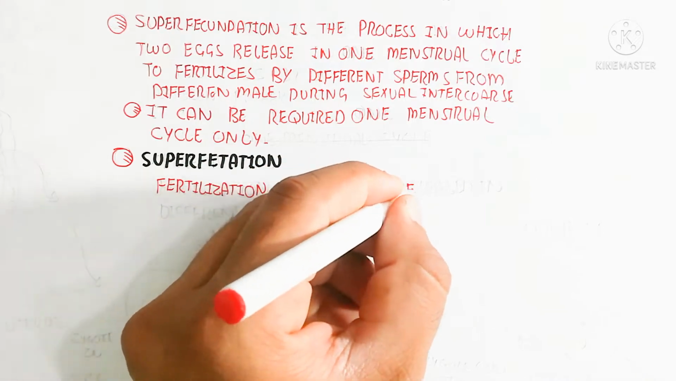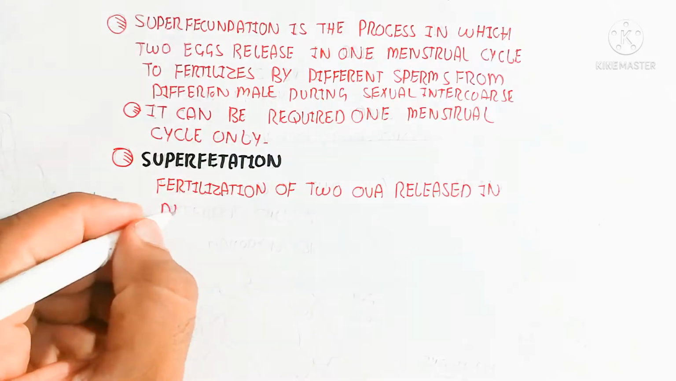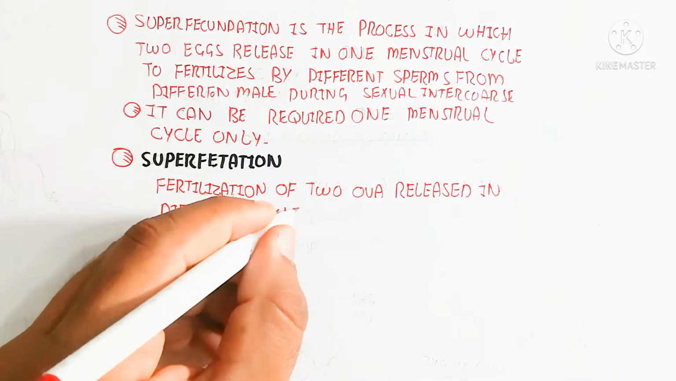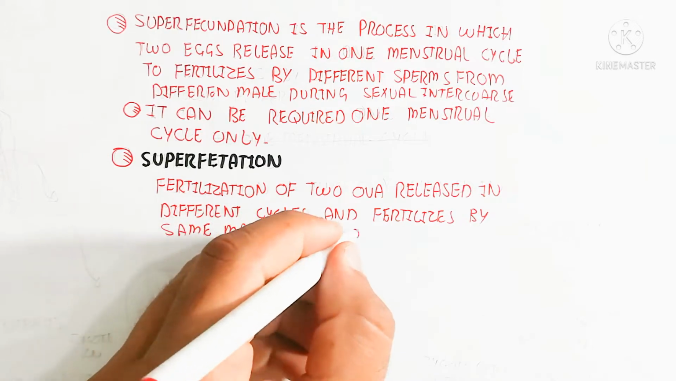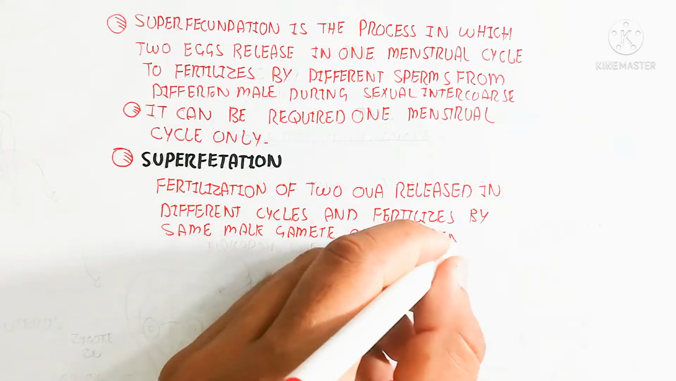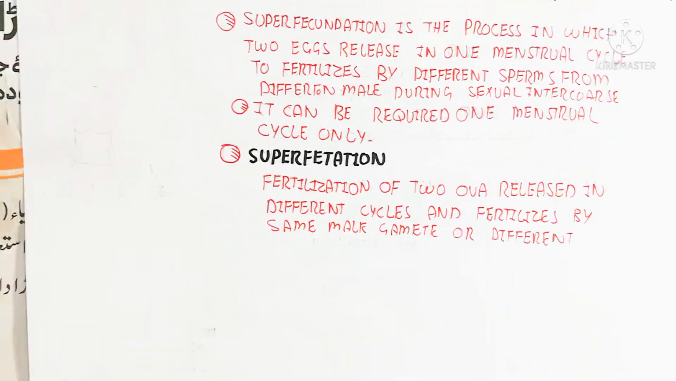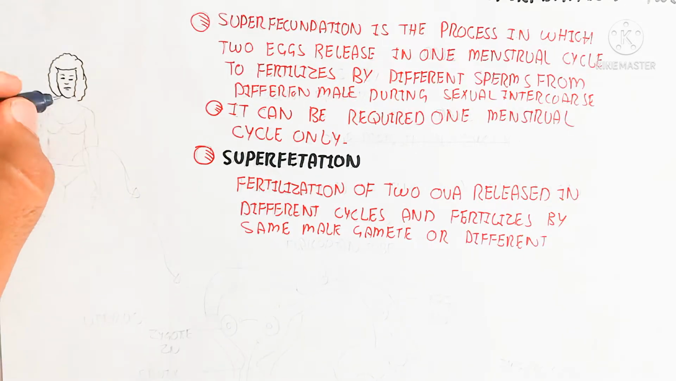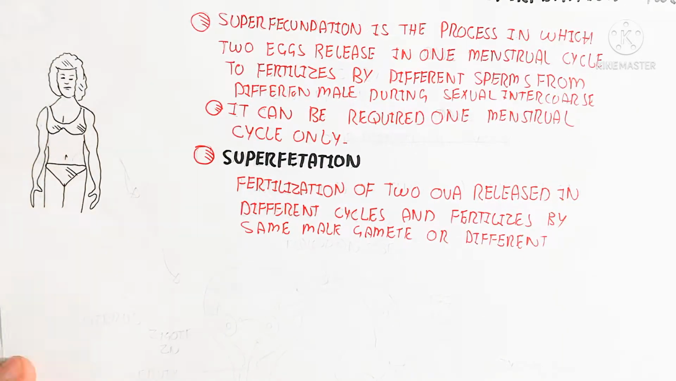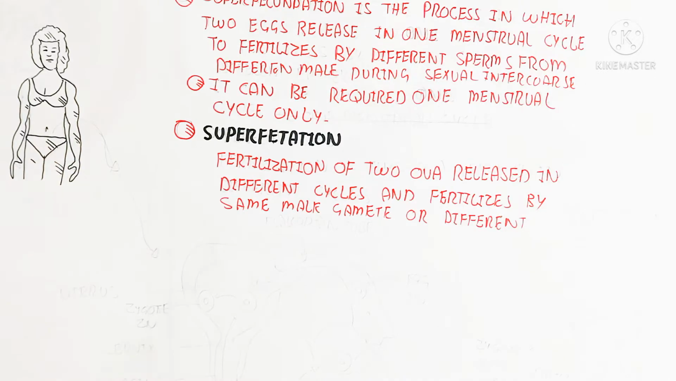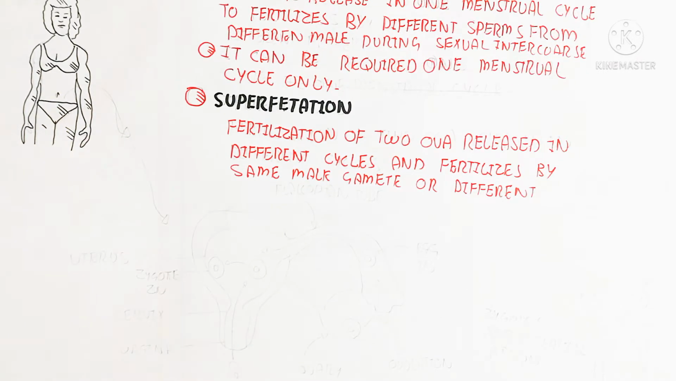So remember again, superfecundation is the process in which two eggs released in one menstrual cycle are fertilized by different sperms from different males during sexual intercourse, and superfetation is the fertilization of two ova released in different cycles and fertilized by the same male gamete or a different one.